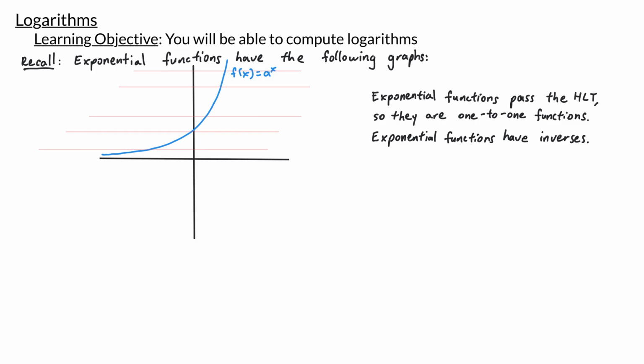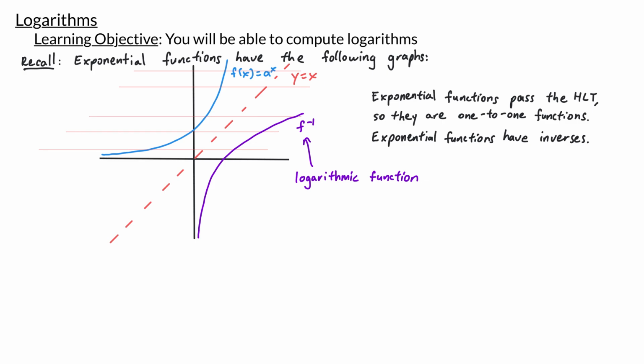If we want to know what a logarithmic function looks like, all we have to do is take the mirror image of the exponential function across the line y equals x. So the inverse of the exponential function would look something like this. We'll label this f inverse, and remember, we call the inverses of exponential functions logarithmic functions.